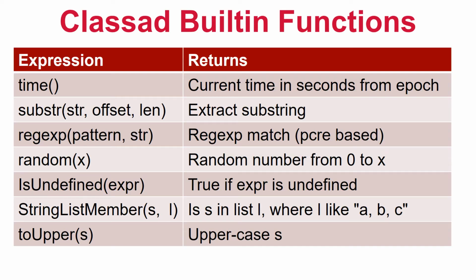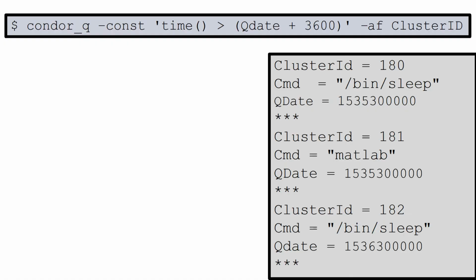The ClassAd language also supports several dozen built-in functions. I've listed a few of the more common ones here. Check the manual for the full set. Some of the commonly used built-in functions include time, which returns the current time in seconds in Unix epoch format, substr, which returns a substring of the input, and the very useful regexp, which returns true or false if the regular expression string contained in the first argument matches the expression in the second argument.